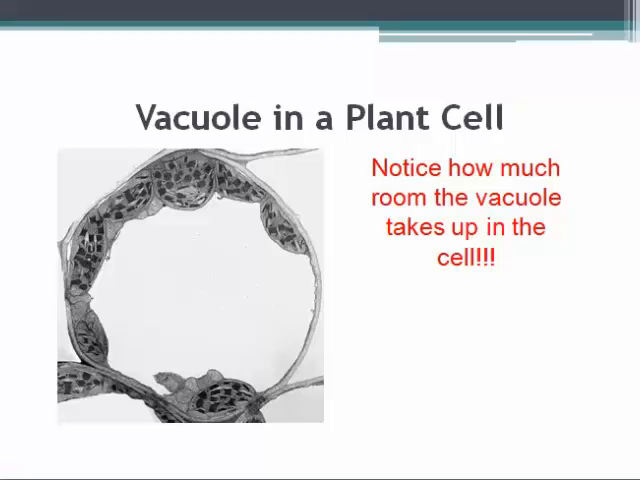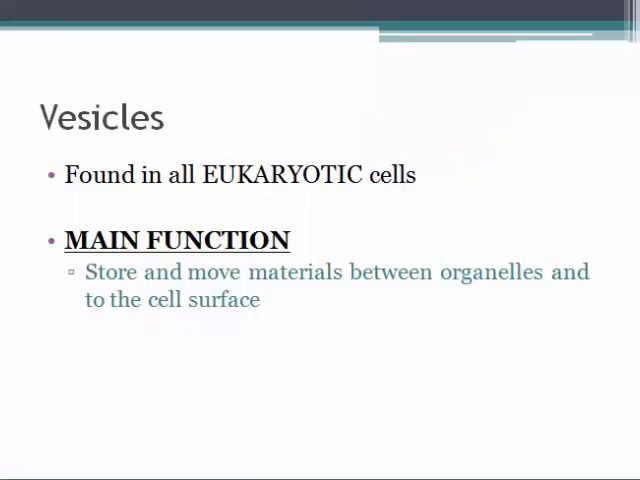Vacuoles in a plant cell. Notice how much room the vacuole takes up in the cell. This whole middle part that I'm scrolling around on. Vesicles, found in all eukaryotic cells. Main function: store and move materials between organelles and the cell surface. So if you want to think of UPS trucks moving back and forth with stuff around Christmas time.